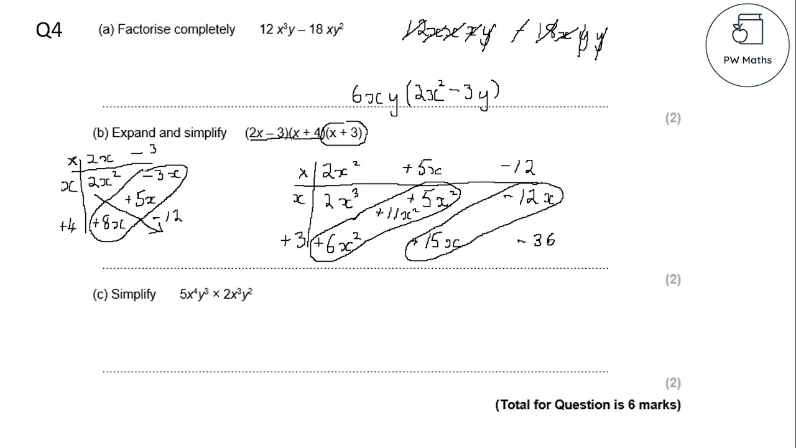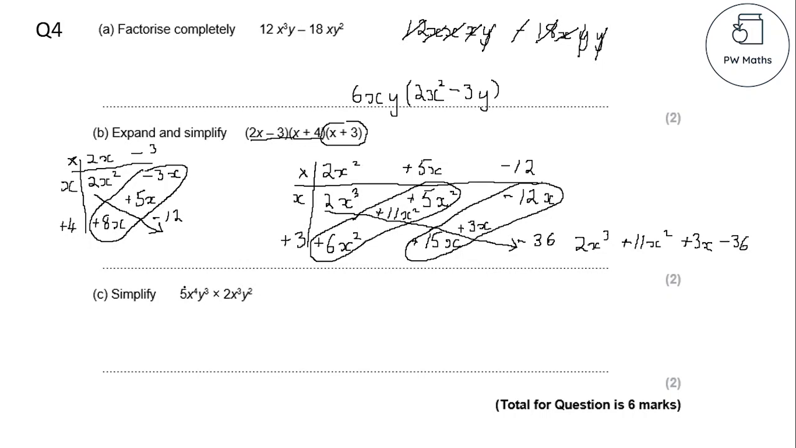Group the next ones together. Plus 15 minus 12 is plus 3x. And once again, the answer going Harry Potter, Diagon Alley. So on the dotted line, we'll write my 2x cubed plus 11x squared plus 3x minus the 36.